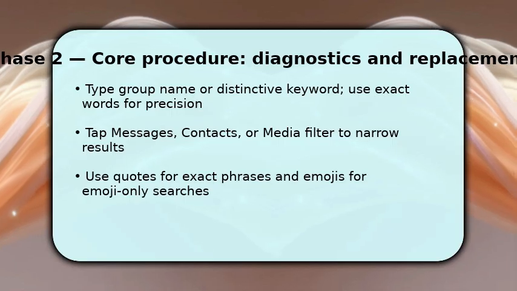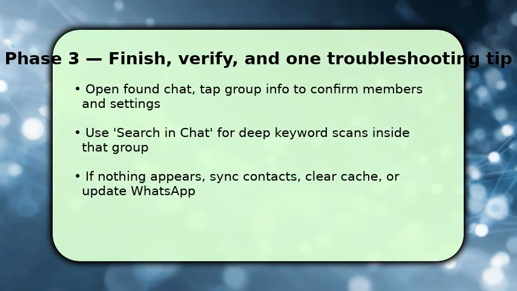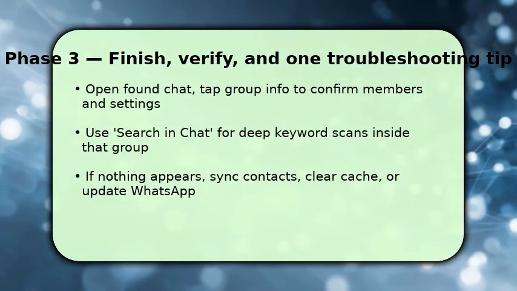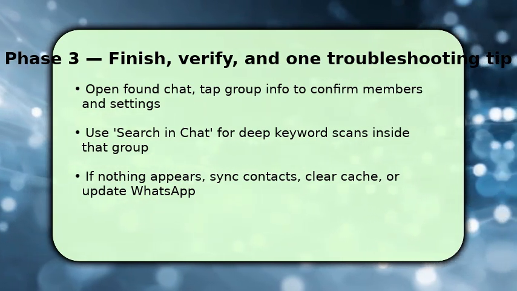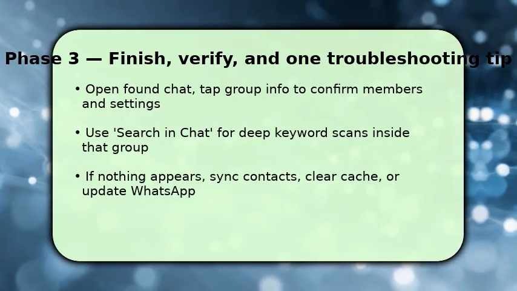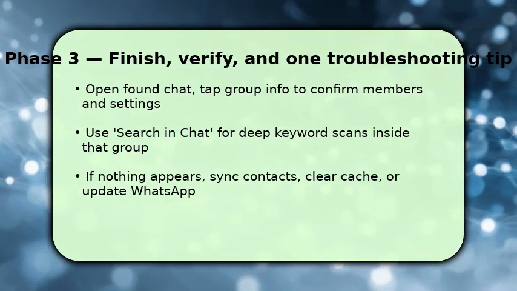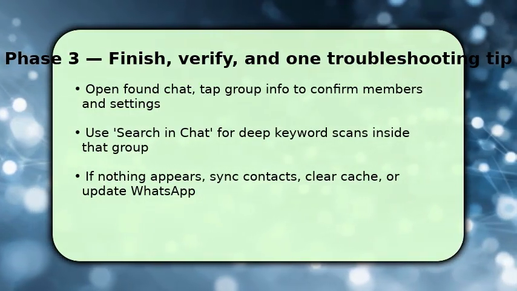want quickly. You open the candidate chat and tap group info to confirm members, description, and settings. This verifies it's the correct group. Once inside, use the menu search and chat for deep scans of messages or media. This helps locate a specific post or link.